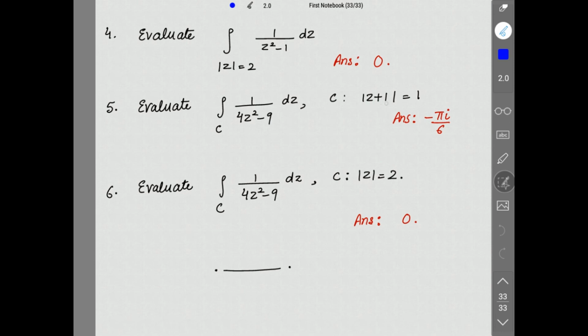Just check that this circle is centered at minus 1, not at 1. So check whether the points lie inside the circle or not. If not, then take that denominator with your f(z). Include that denominator in your f(z). Fine. So the sixth one is also easier. You can do this, just similar exercises. Next time we will do some more exercises on Cauchy's integral formula.